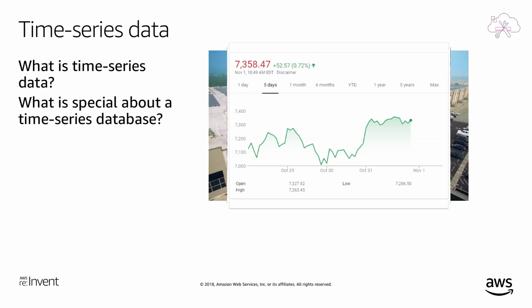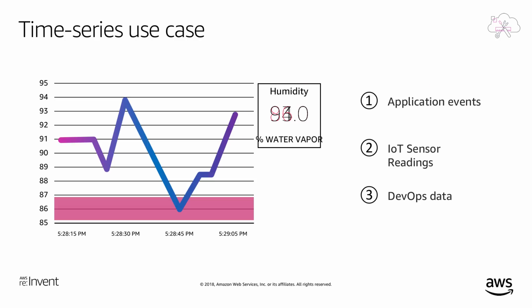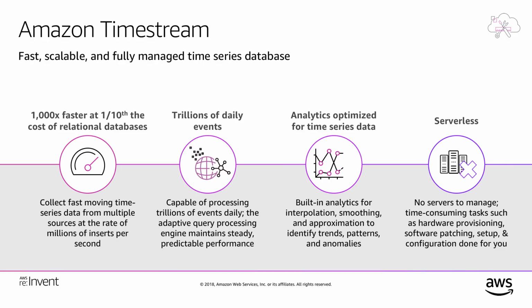What is special about a time series database is that time is now the single primary axis of the data model. So when you think about your data model, you don't have to take that into account as far as allocating specific resources, because it's a known quantity. Time series use cases: for humidity, for instance, what does it look like over time? I've got application events, I've got IoT sensor readings, I've got DevOps data. Or for instance, fast moving time series data from multiple sources at a rate of 1 million inserts per second. So from a performance standpoint, again, because it's a known quantity of time, I can purpose build Timestream to accommodate for that.